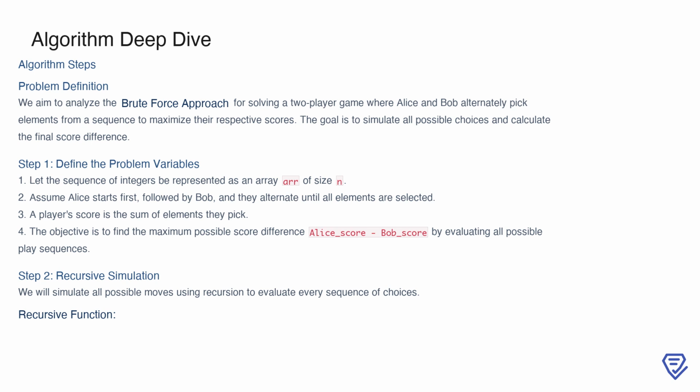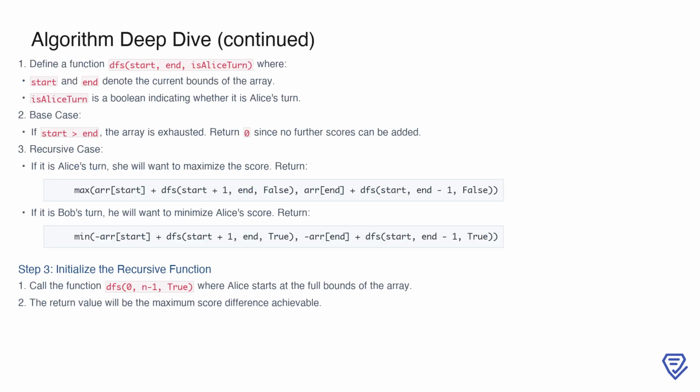This setup ensures that we are thorough in analyzing all possible outcomes of the game. To implement the recursive simulation, we define a function DFS(start, end, isAlicesTurn) to represent the decision-making process. The parameters start and end represent the current bounds of the array, while the boolean isAlicesTurn indicates whose turn it is to play.